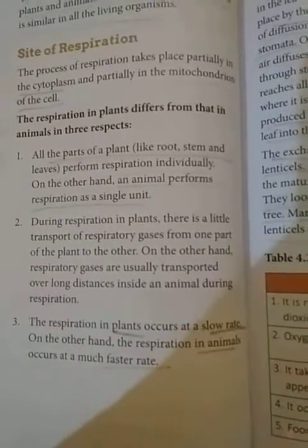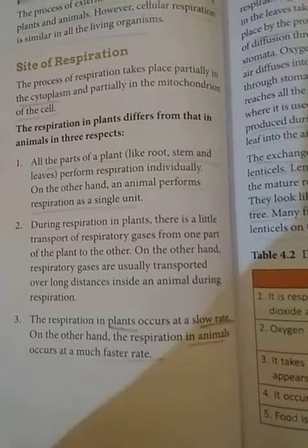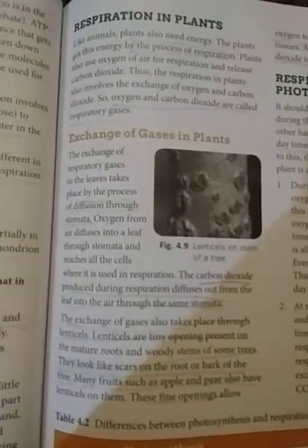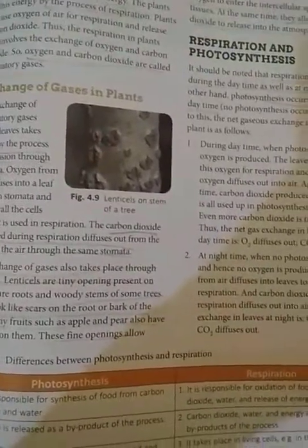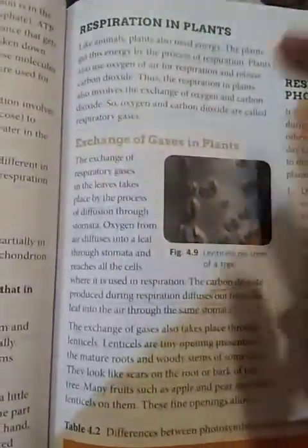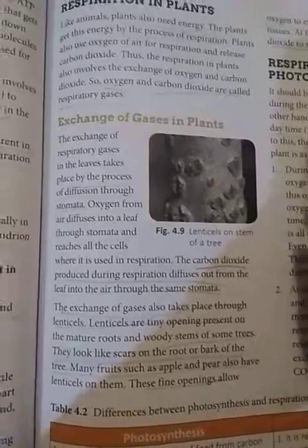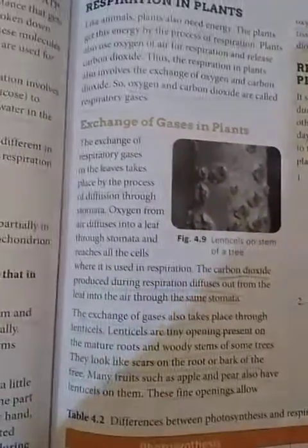In plants, this respiration is happening at a very slow rate, but in animals it's happening at a very fast rate. Respiration is also happening in the plants because plants also need energy for their survival. During the daytime they are taking in carbon dioxide and releasing oxygen, but at night they are taking in oxygen and releasing carbon dioxide. These are the respiratory gases. Oxygen and carbon dioxide are the respiratory gases.